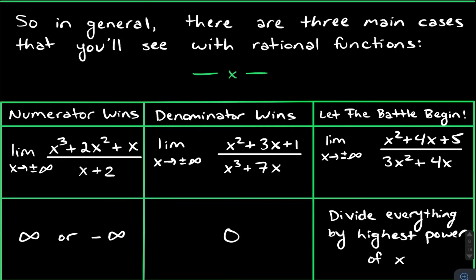So now let's look at what we have talked about so far with the three main cases. Well, there's the first case that we talked about, which is where the numerator has the highest power. The numerator is going to win out here. And that's when, if you take a limit as x approaches plus or minus infinity, you're going to get the answer of infinity or negative infinity.